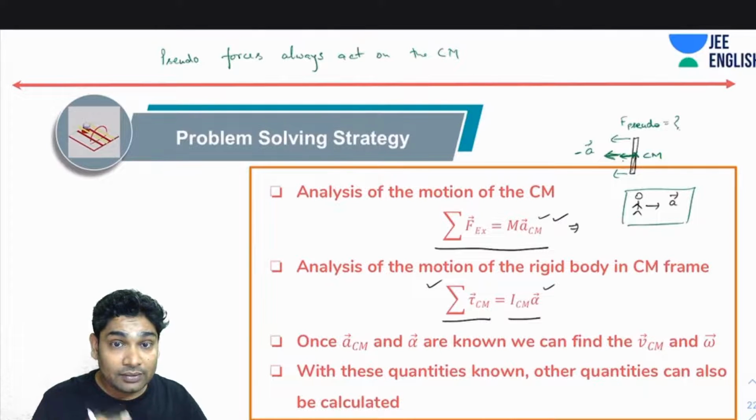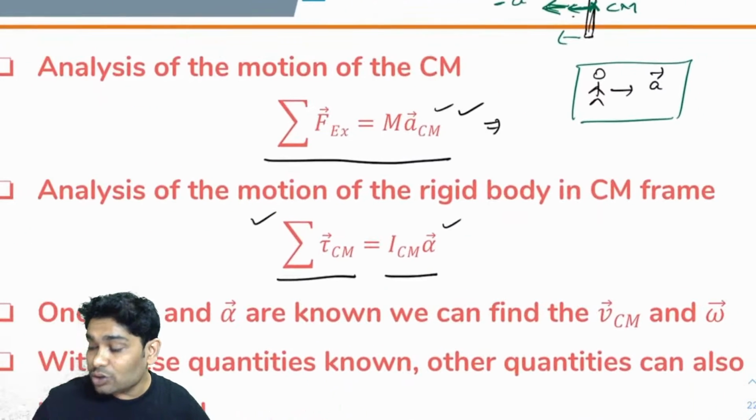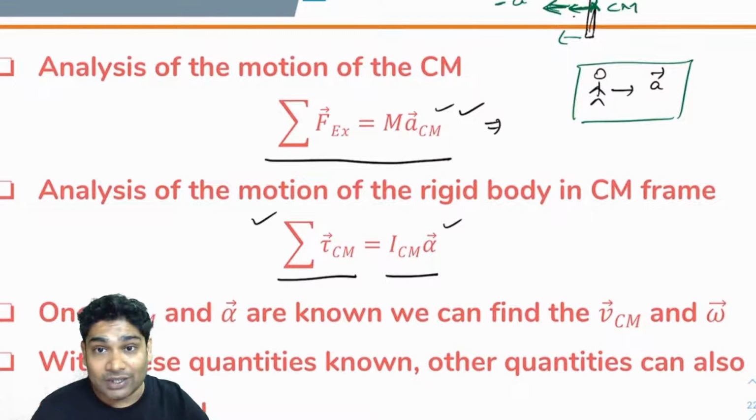So these are the two advantages of analyzing things through CM. One, the internal forces do not matter. Second, the pseudo torques do not come into play. So I can write only the real torques: summation of all the real torques about CM equals ICM alpha.